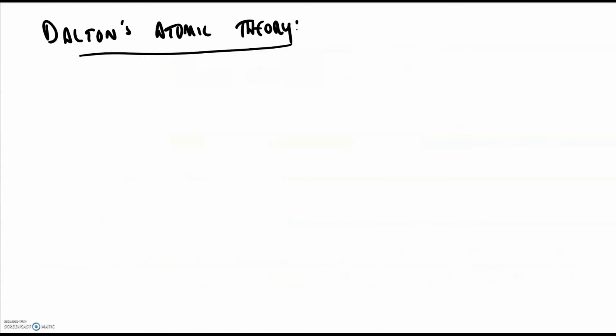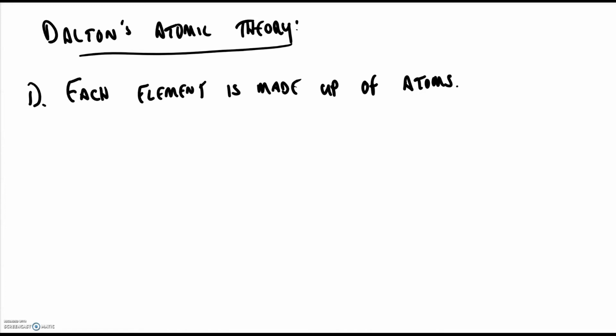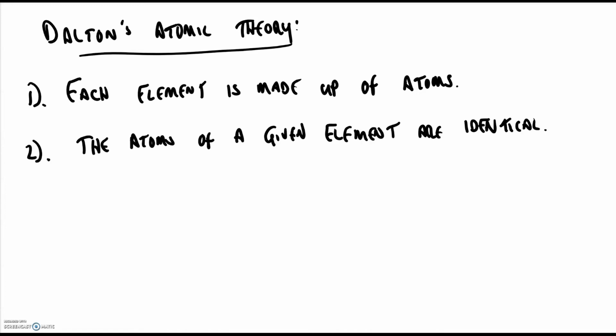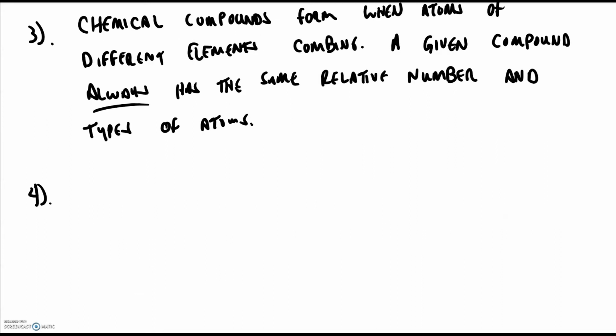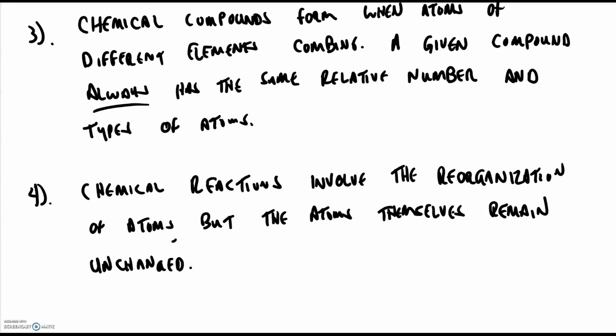From Dalton, we get 4 crucial points. 1. Each element is made up of atoms. 2. Atoms of a given element are identical. 3. Chemical compounds form when atoms of different elements combine. A given compound always has the same relative number and types of atoms. And 4. Reactions involve the reorganization of atoms, but the atoms themselves remain unchanged.